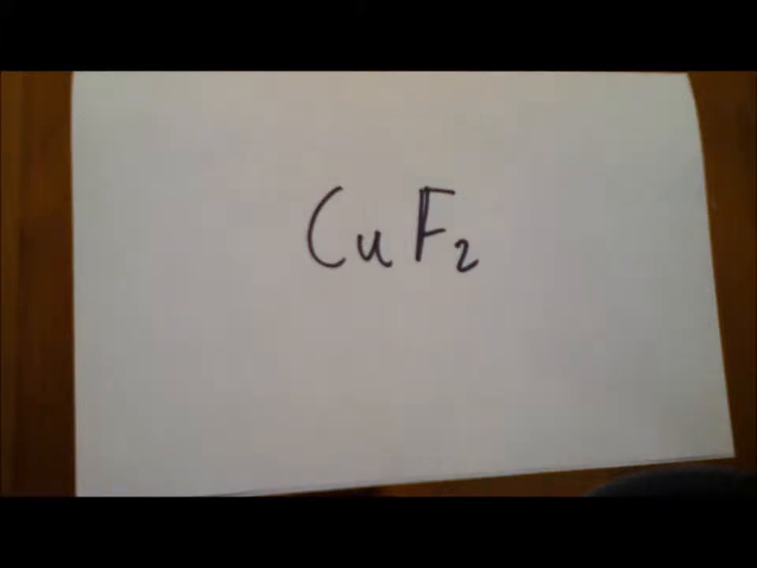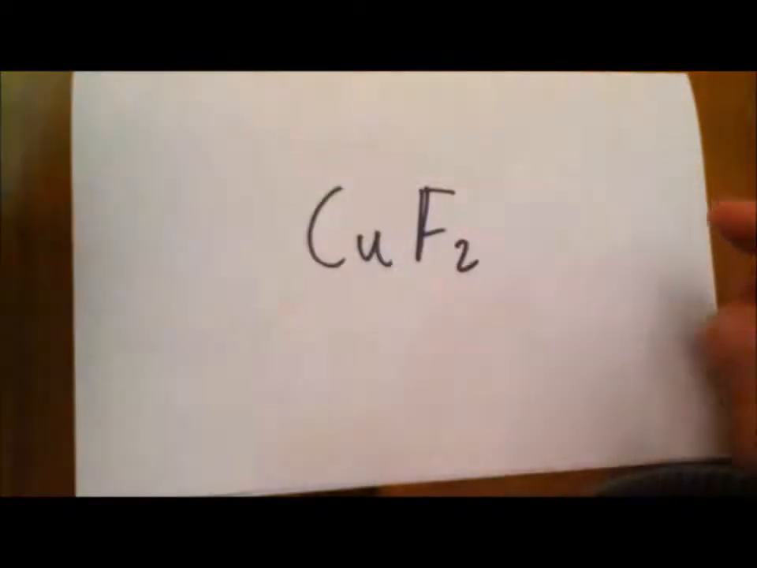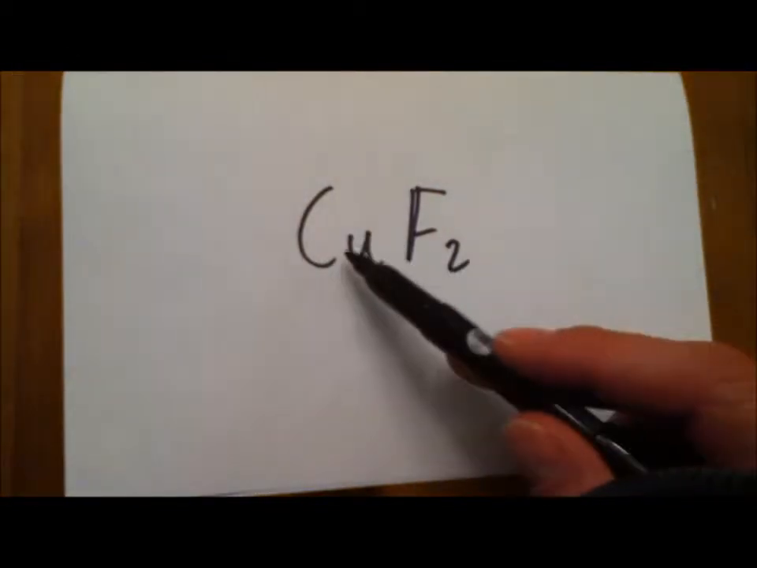This is the sixth and last video where we're learning how to use this dial or wheel on naming compounds. We've got a substance here made of copper and fluorine. So let's ask ourselves these questions that are in the middle to figure out how to name this thing.